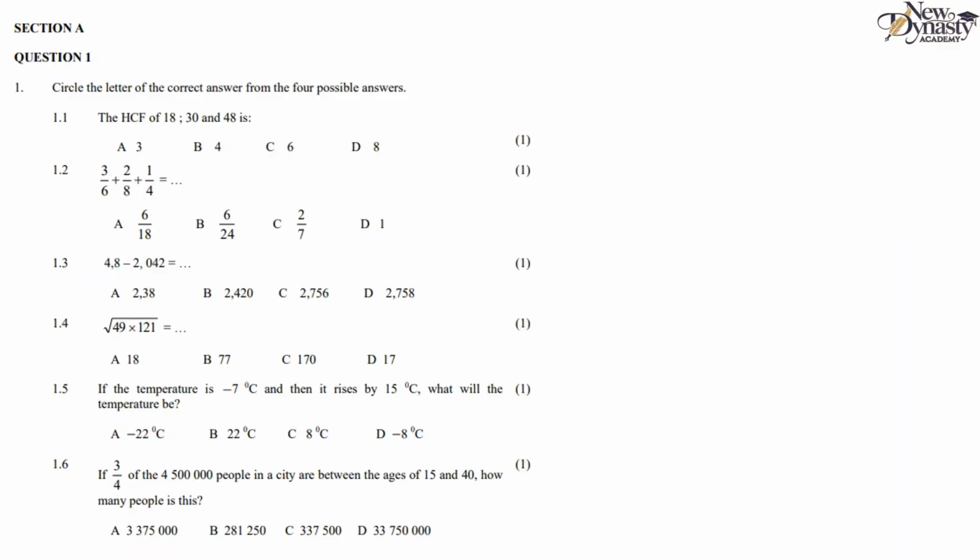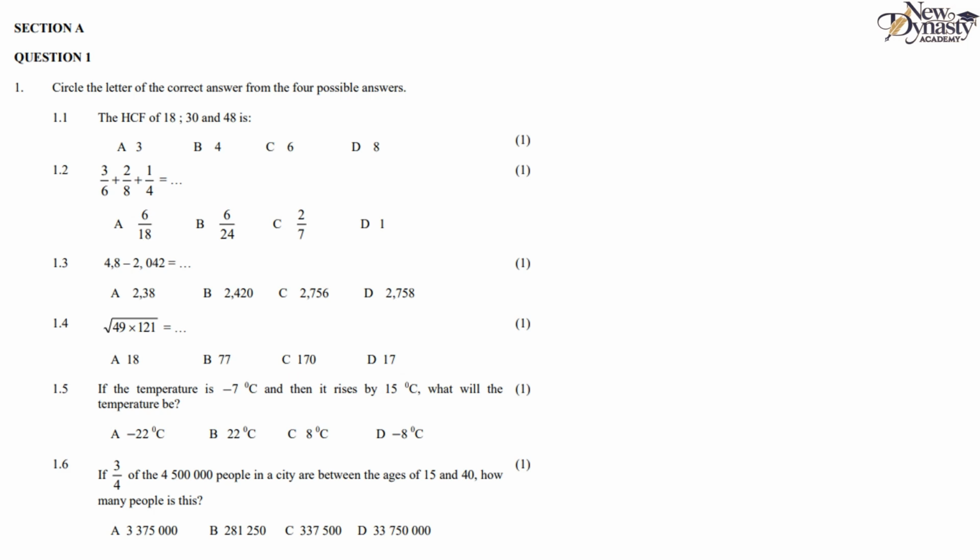Today we will be doing mathematics for grade 8. We are preparing for our final examination. For that purpose, we will be using the Gauteng Department of Education 2018 November final paper. So let us dive right in. Section A, question 1, and the instructions say circle the letter of the correct answer from the four possible answers.